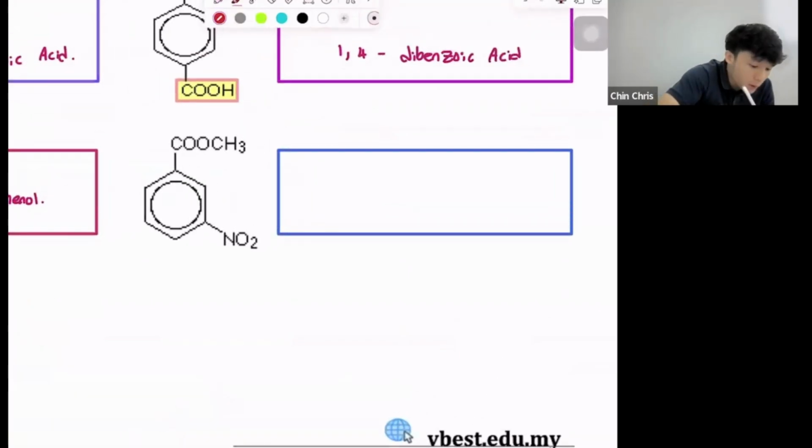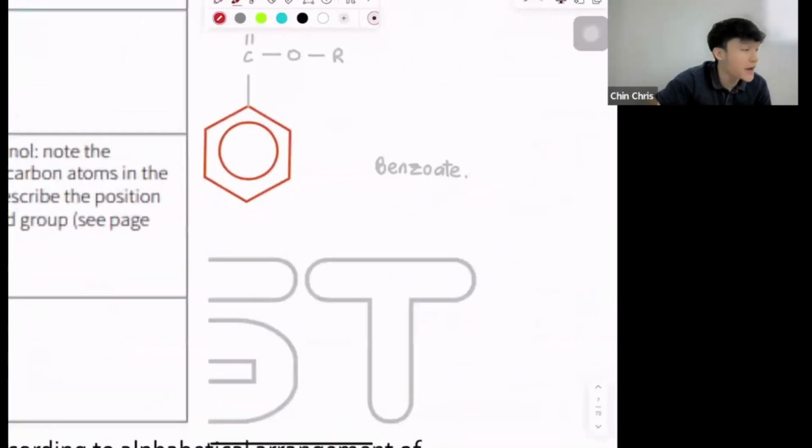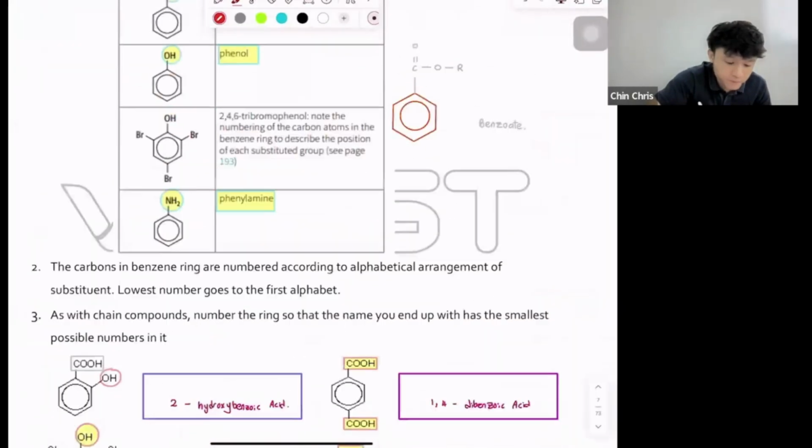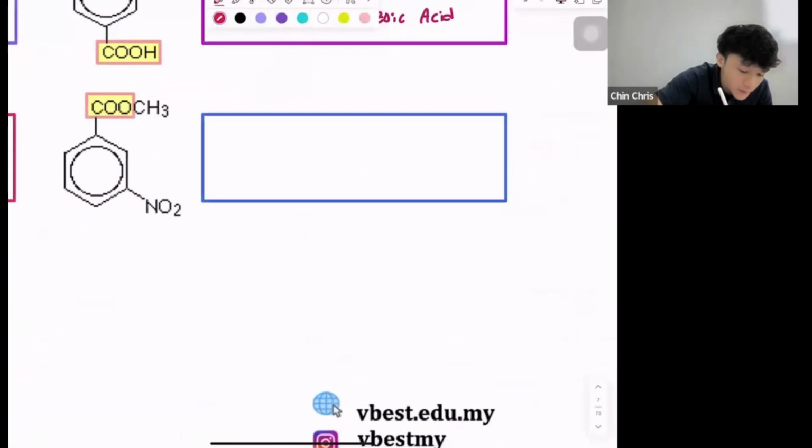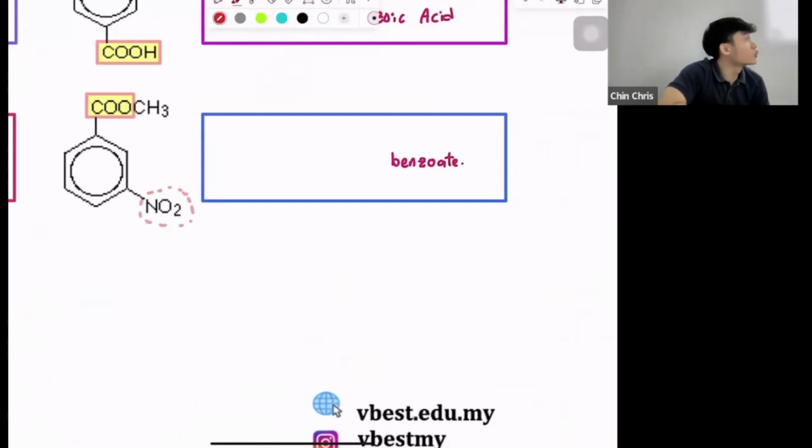And guys, let's look at this. What do you call this? This is an ester, right? So ester, we call it as a benzoate. Before methylbenzene, guys, do you still have a side group here? No, NO2, we don't call it amine. NH2, we call it amine. NO2, we call it nitro. Well done. Position of nitro, 3.